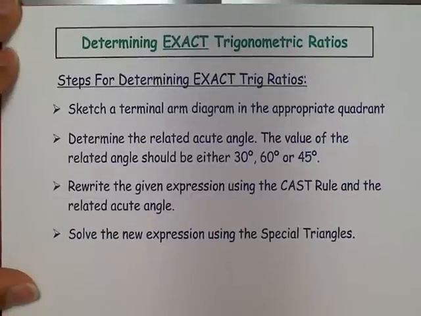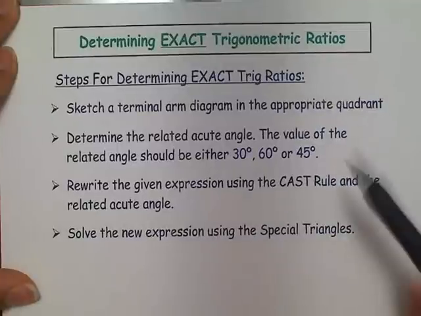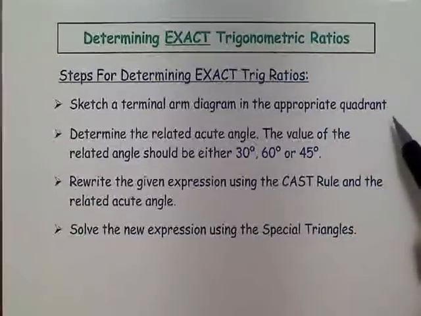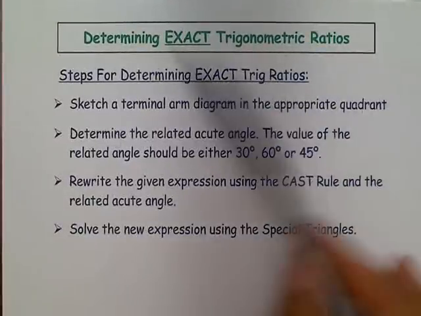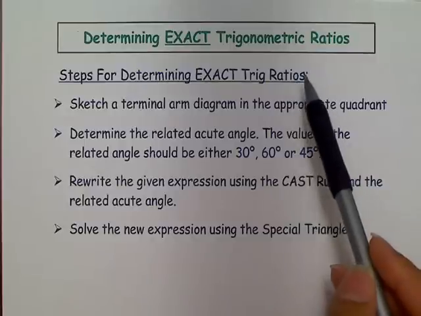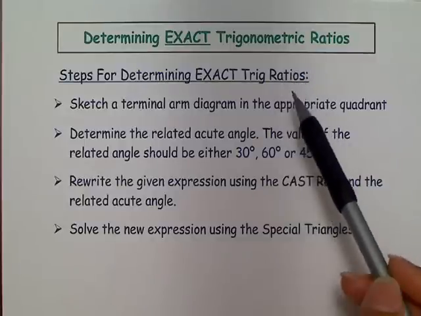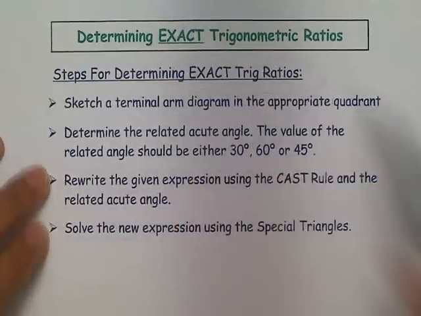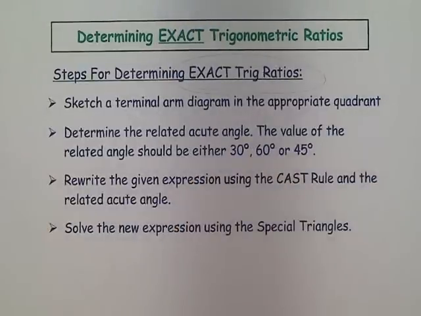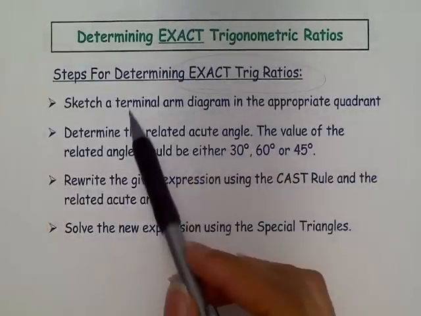Okay, determining exact trig ratios. Here are the steps for determining exact trig ratios. Your first step: if you're solving for the ratio, you have to be given the angle. If you're solving for the angle, you have to be given the ratio. So in this case, because we're solving for exact trig ratios, you're going to be given the angle.